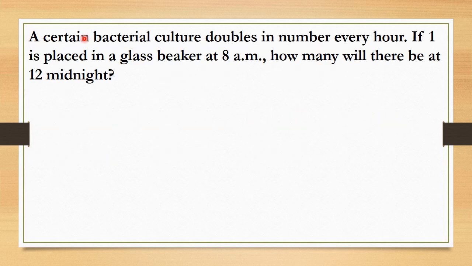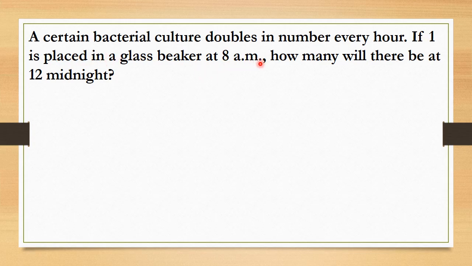So, a certain bacterial culture doubles in number every hour. If one is placed in a glass beaker at 8 a.m., how many will there be at 12 midnight? So, every hour doubles in number. So, when you see double, so this is our common ratio, double. So, 2. Then, 1 is our first term kasi 1 ang inilagay sa glass beaker starting at 8 a.m.